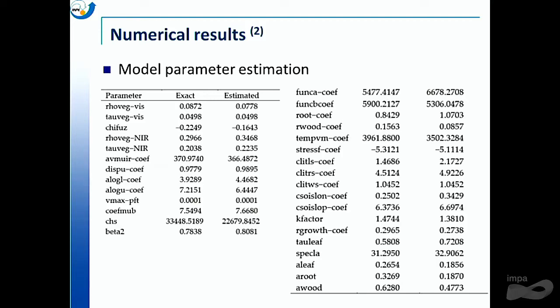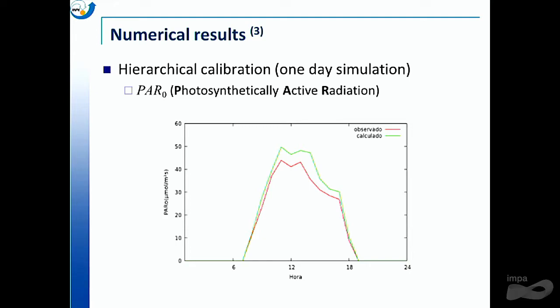Okay, this is coming from the literature, and this is estimated, but also we did this calibration using data collected from the Amazon region. And so this data is to represent the Amazon forest. And using this hierarchical calibration, I mean, different groups, we start from group 1 and then group 2 and so on.